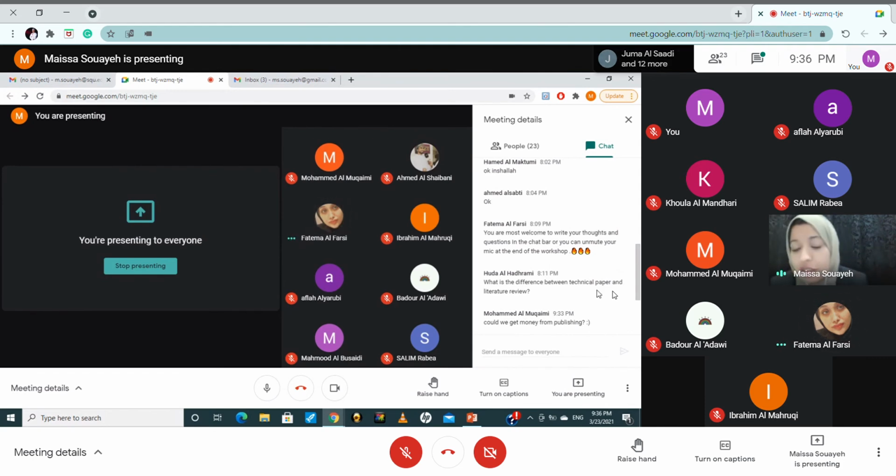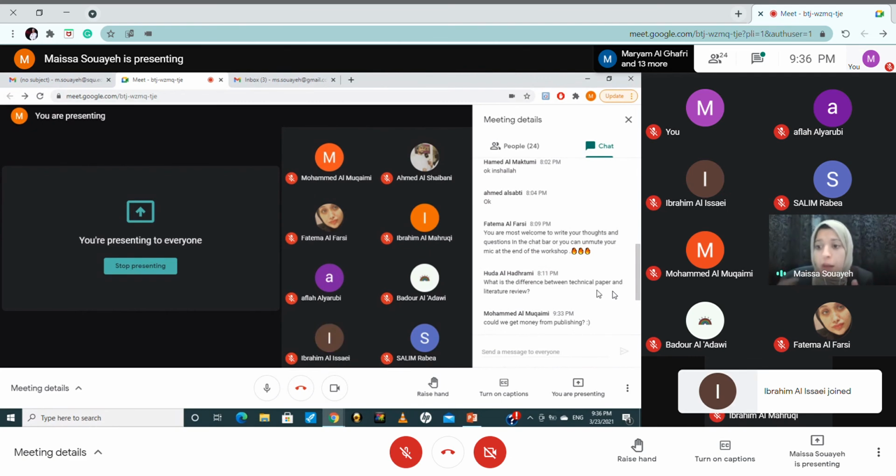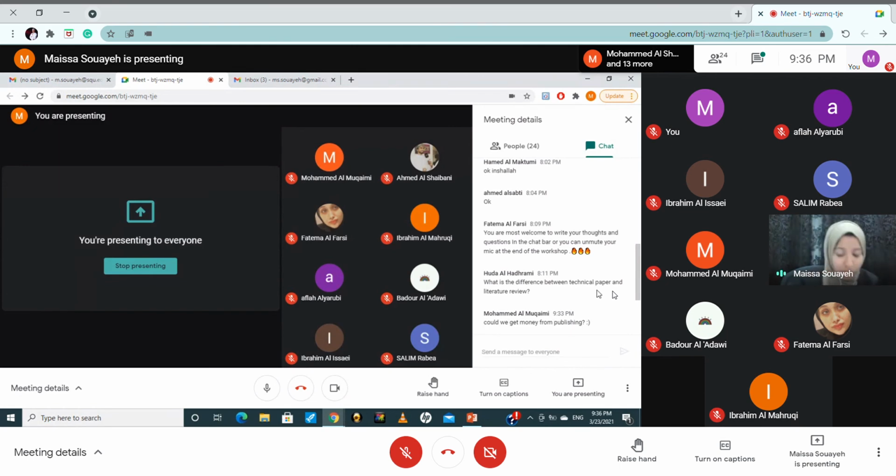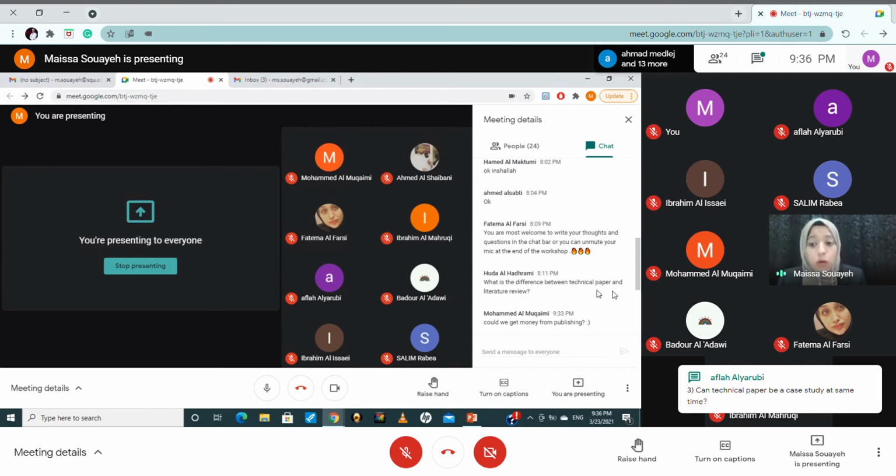First question, by Huda Al-Hadrami: what is the difference between a technical paper and a literature review? The literature review is actually a part of the technical paper. It's not that a literature review is one thing and a technical paper is another. The literature review, even in a review paper, is a process. It can be a heading. Some people have an abstract, then an introduction, and if they want to elaborate more on the literature, they will have a heading that says literature review.